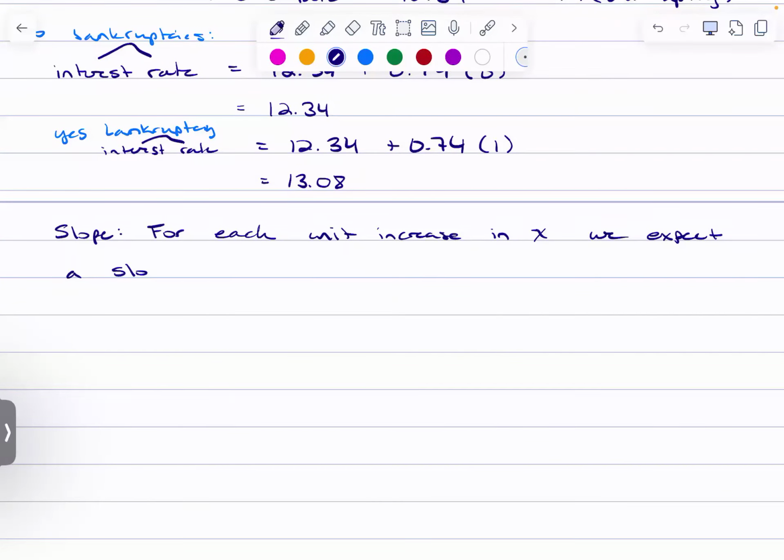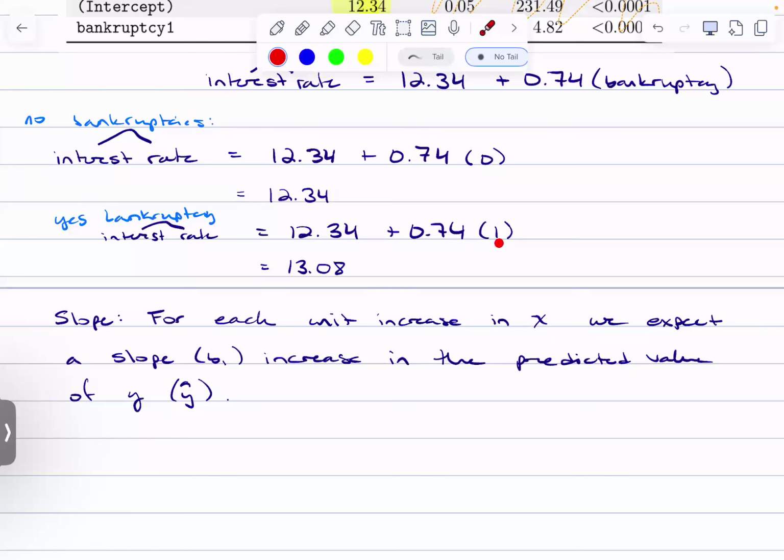So here, that's still true, but you can only go one unit increase, from 0 to 1. And so now we see that the predicted interest rate went from 12.34, and then it went up 0.74 when we went by a 1 unit increase from 0 to 1 in x. And that's really all we can do. And so the interpretation stays the same. It's just a little bit simpler for these indicator variables or dummy variables.